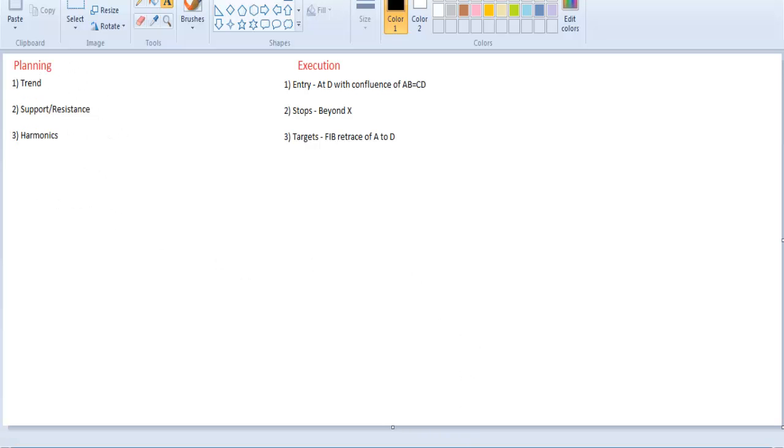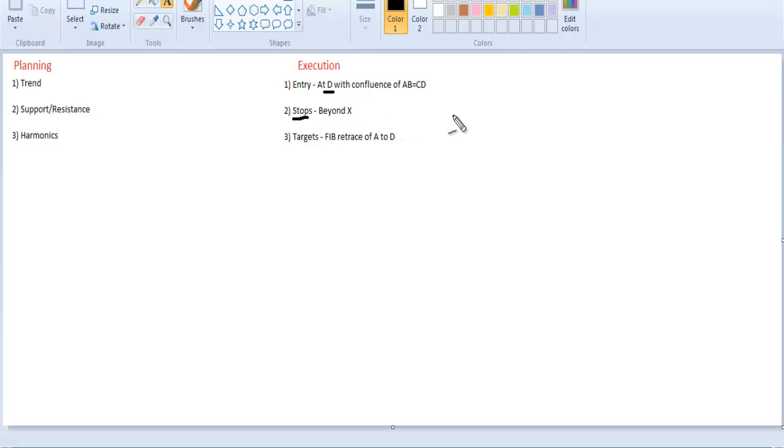Okay, so if you guys do have all these three factors lining up, then you can move on to the execution stage. Alright, so in the execution stage, we know that we always expect price to terminate at point D, right, for the Gartley pattern and the Bat pattern with confluence of the AB equals to CD pattern. So usually at point D, I'll place a limit order, right, depending whether I want to buy or sell. So a limit order will usually be placed at point D, and stops will go beyond X, right?